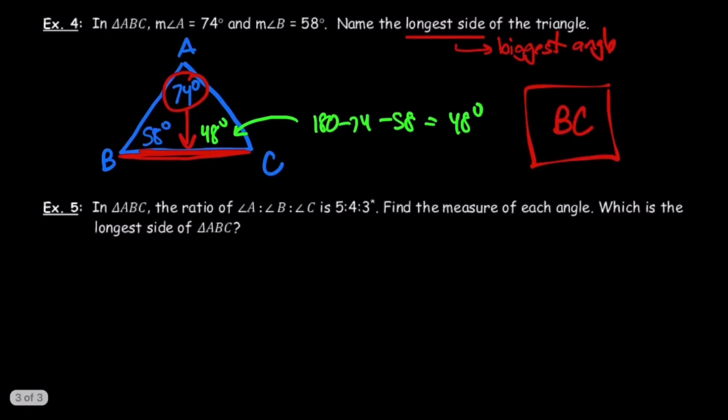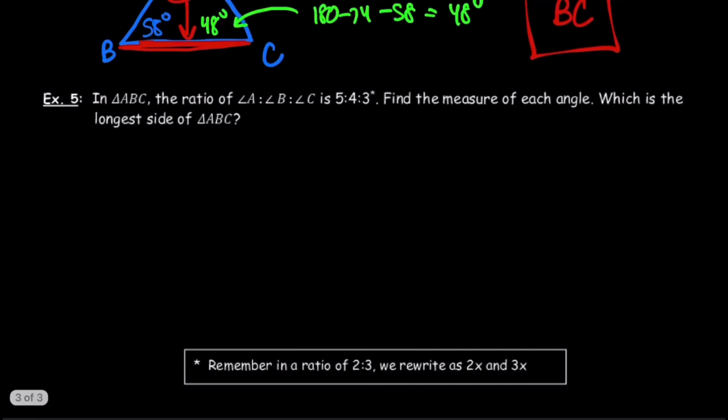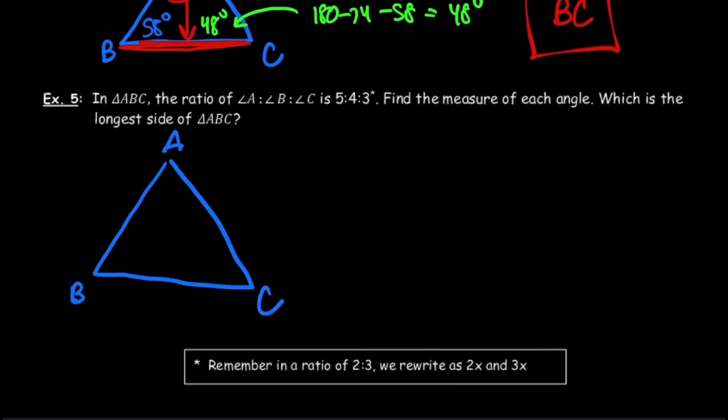Our final example. In triangle ABC. Again, I don't see a triangle. I don't read anymore, I just sketch triangle A, B, C. The ratio of angle A to B to C is 5 to 4 to 3. Notice I put an asterisk by this. Remember, when I give you things in a ratio, we're going to see this all year long. In a ratio, we represent them with x's. So if I give you a ratio of 2 to 3, you say 2x and 3x. Well, if I give you a ratio of 5 to 4 to 3, you just go 5x, 4x, and 3x.